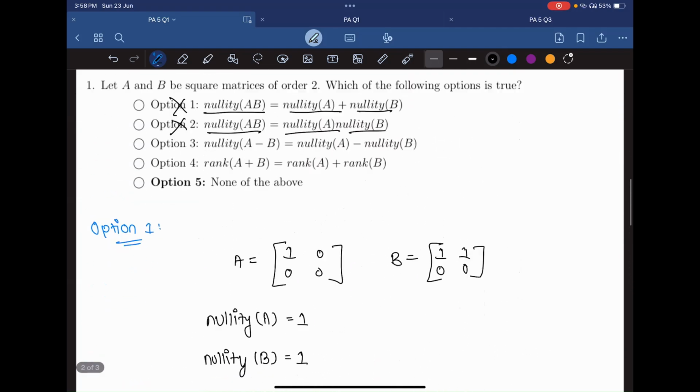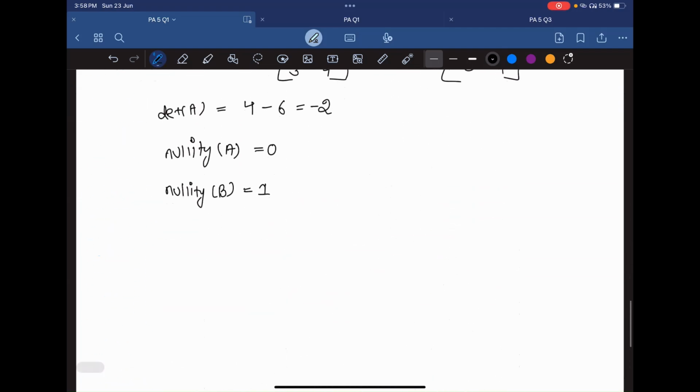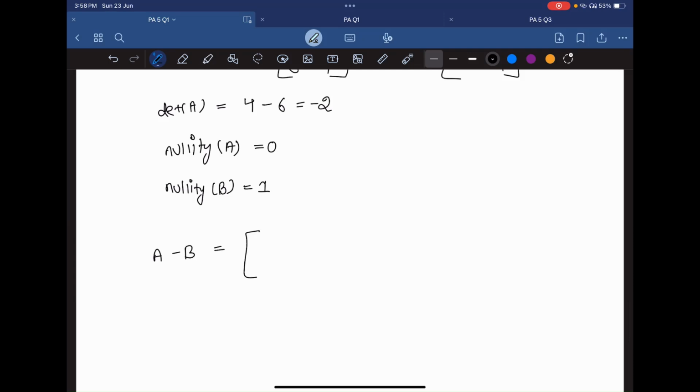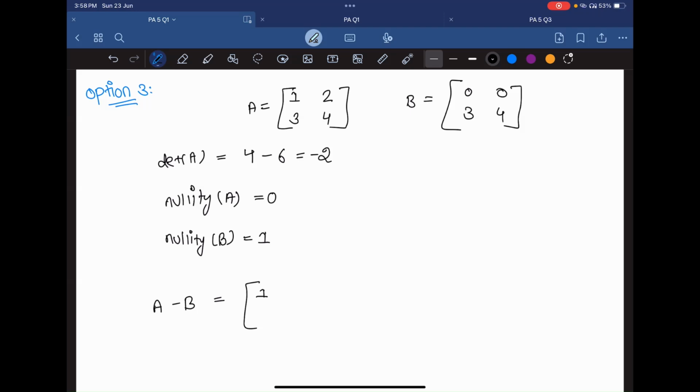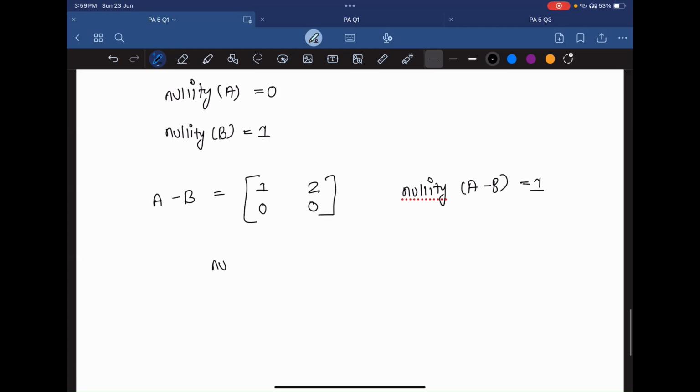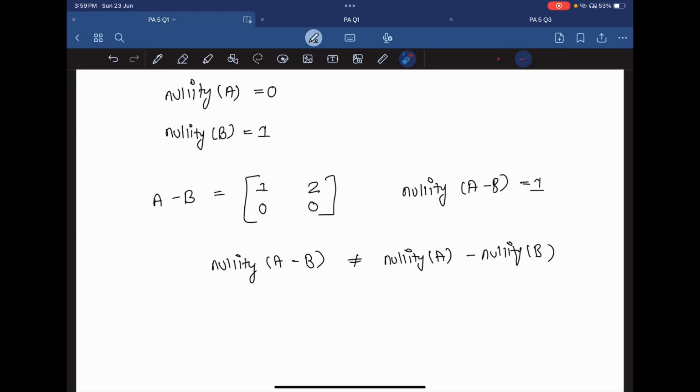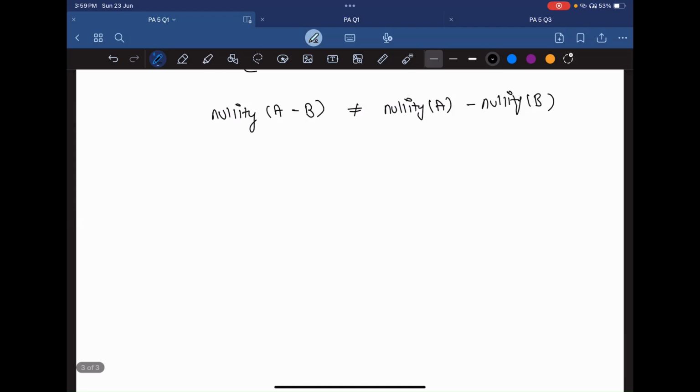In the option they want A minus B. So if we do A minus B, what we get is 1, 2, 0 and 0. And the nullity of A minus B is equal to 1. And the option says nullity of A minus B equals nullity of A minus nullity of B. But that is not the case here, as nullity of A minus nullity of B is equal to minus 1. That is not equal to nullity of A minus B. Now let's look at the fourth option.